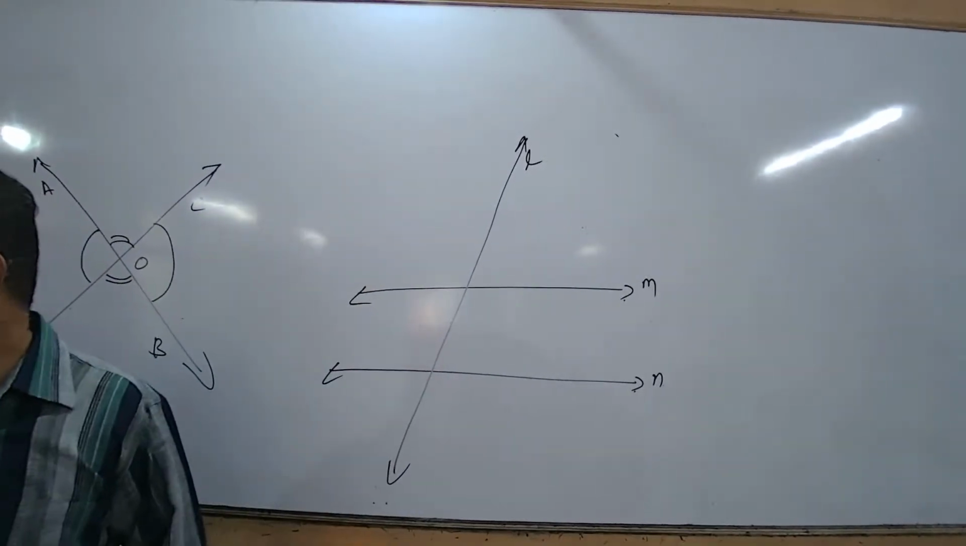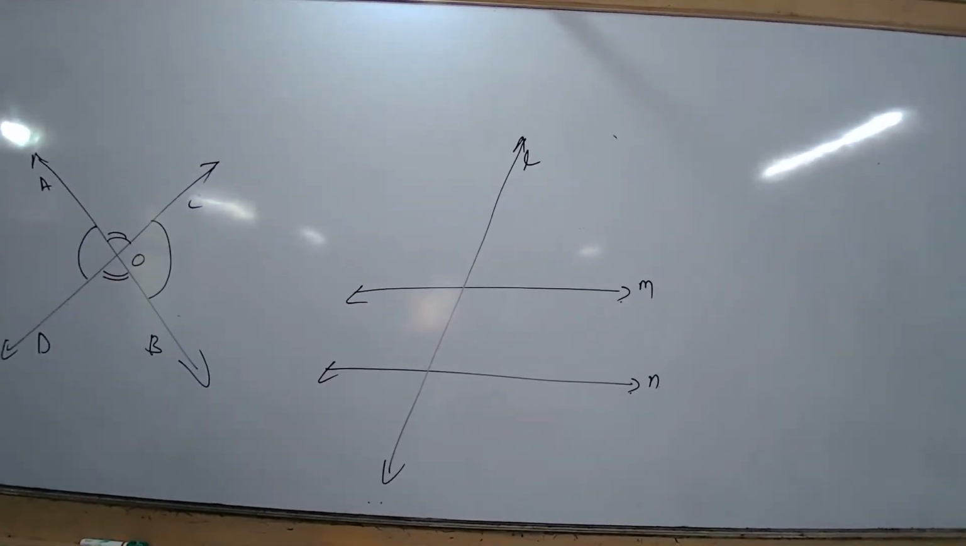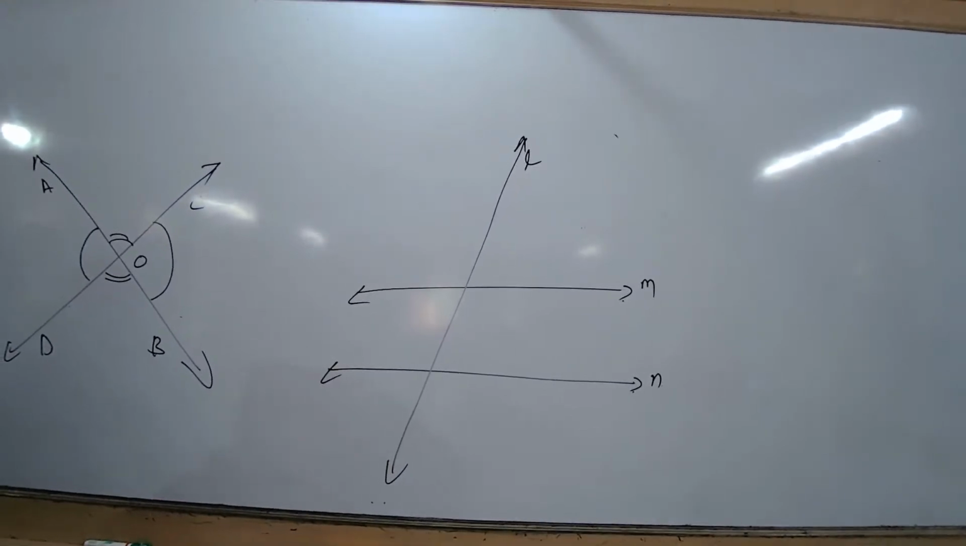Line L is the transversal. Your friend is outside, that's why. Stand up there.